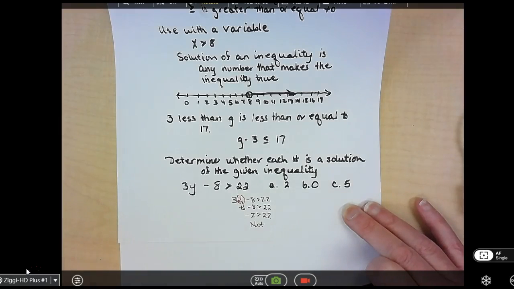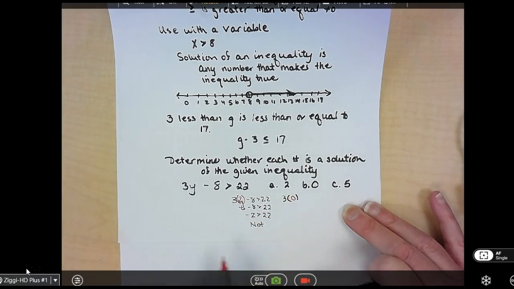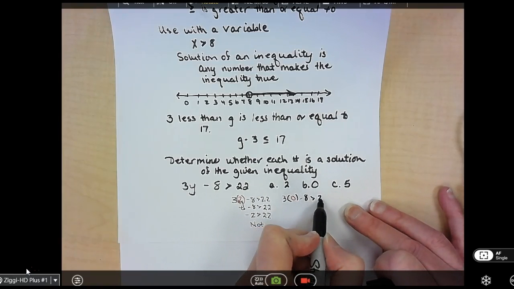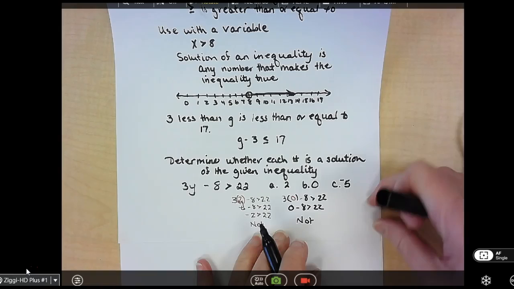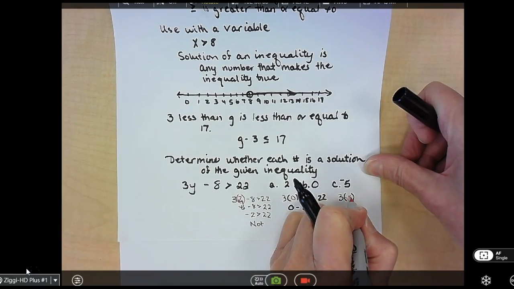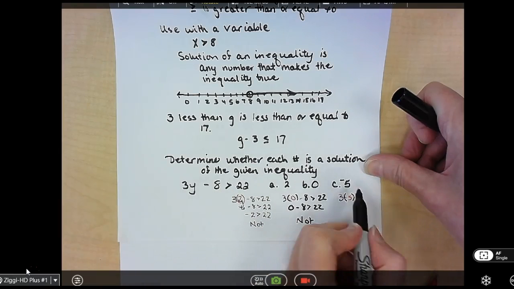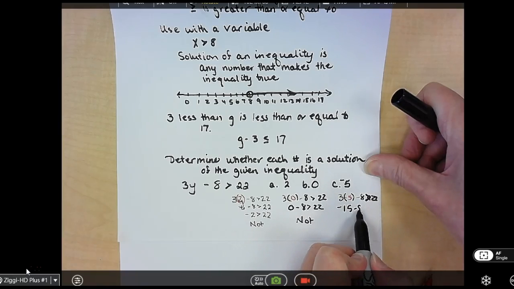So when I put in 0, so I have 3 times 0 minus 8 is greater than 22. 0 minus 8 is greater than 22. And so that is not true either. So if I put in negative 5, so I have 3 times the negative 5, minus 8, greater than 22. And so negative 15 minus 8, so negative 23 is greater than 22, and that also is not true.